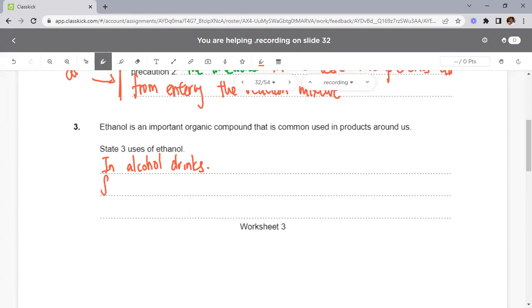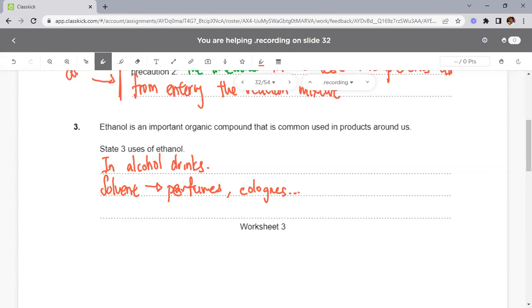Next, we can use it as a solvent to dissolve substances. Typically, when ethanol is used as a solvent, it is mainly for perfumes. Perfumes have ethanol within them, as do our deodorant, cologne, and so on. All your nice-smelling stuff, because ethanol evaporates easily. That's why it can dissolve the scent, the essence, and evaporate easily to let the essence and scent diffuse around.